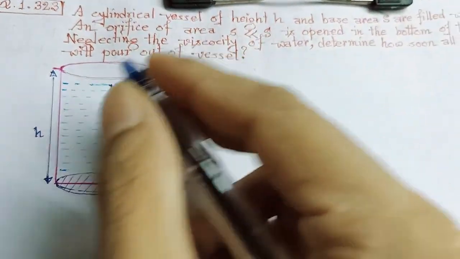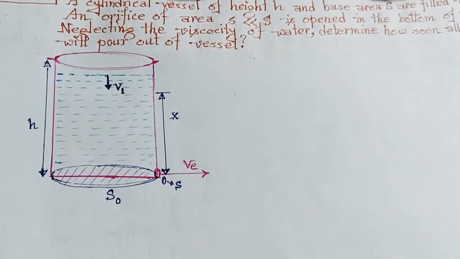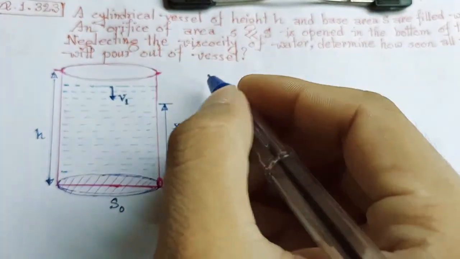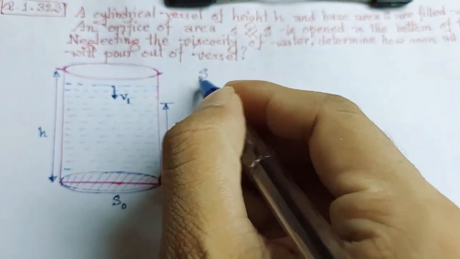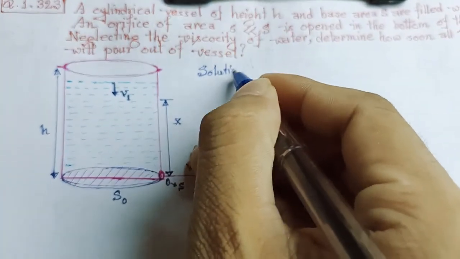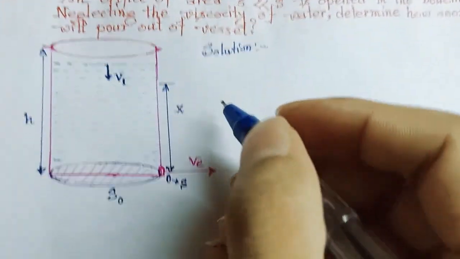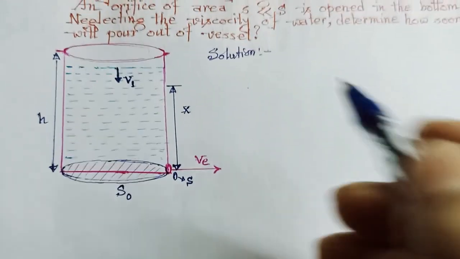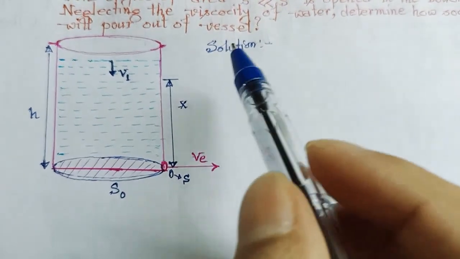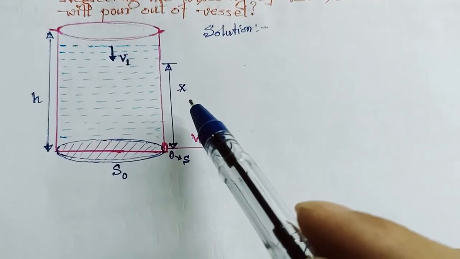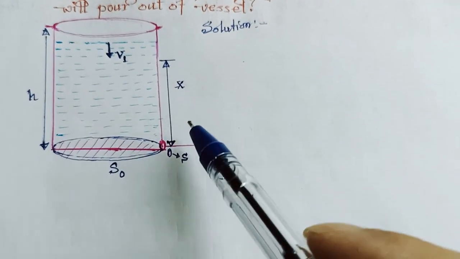So this is the diagram of our corresponding problem. Now let's solve this question. Suppose at time t, x is the height of water inside the tube.